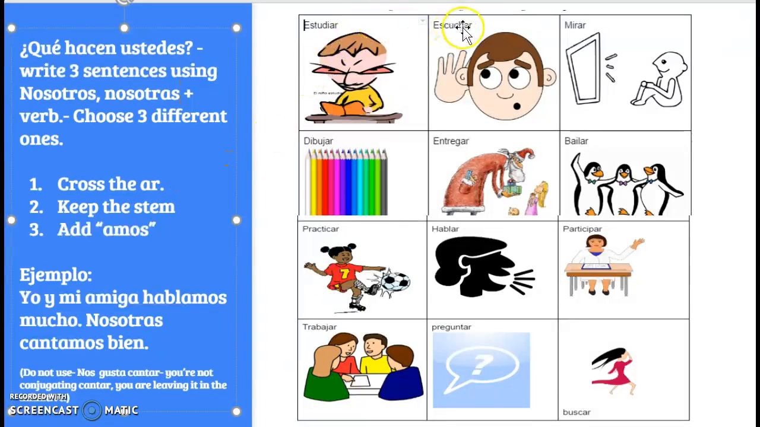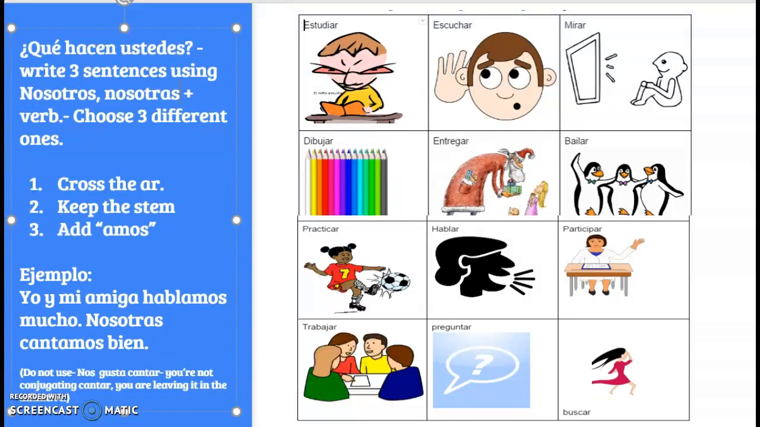So you're going to drop the AR, for example, escuchar. You cross the AR, it's going to be ESCUCH. Then you're going to add amos, AMOS. So make sure you drop the AR, keep the root, and add the amos. And you can write nosotros estudiamos español. Nosotros dibujamos flores. Nosotros practicamos voleibol. Nosotras no trabajamos. Remember to make it negative, just put the no in front of the verb. Nosotras buscamos a mi perra.